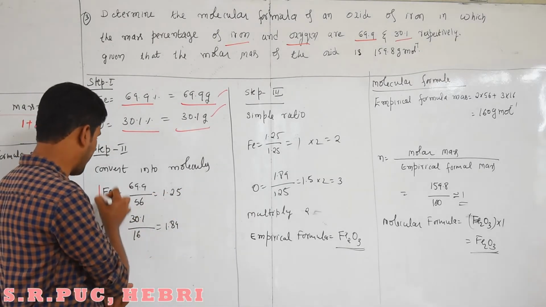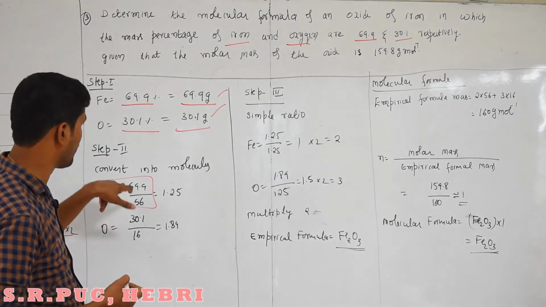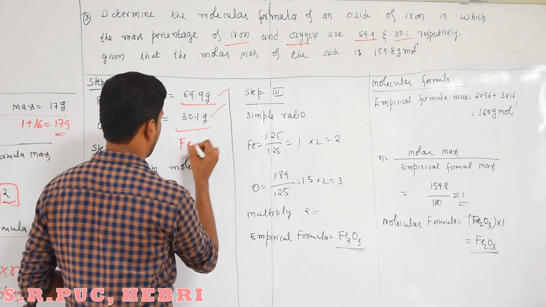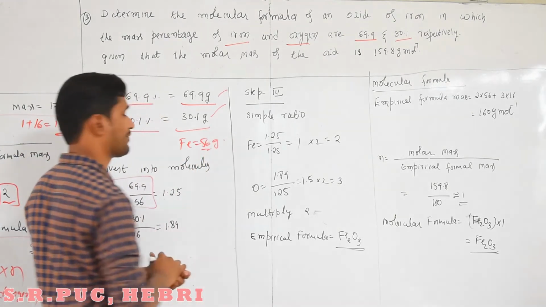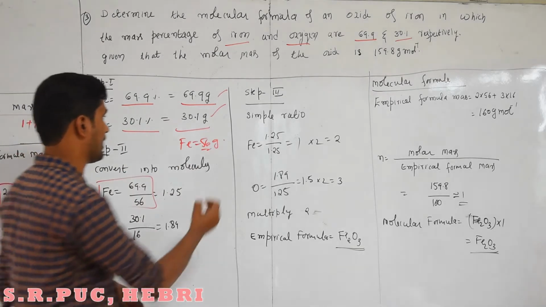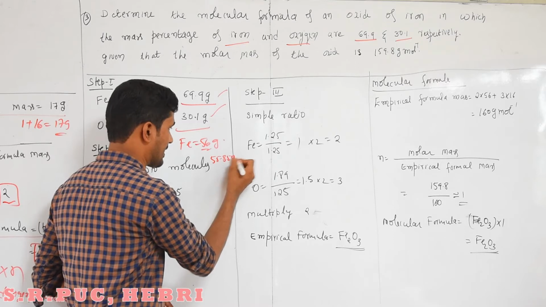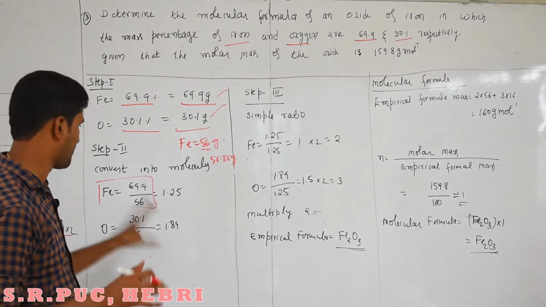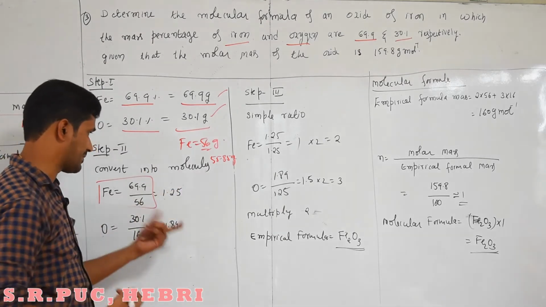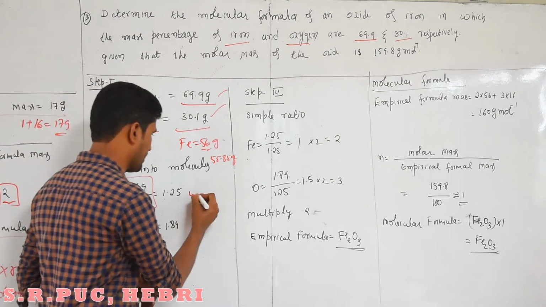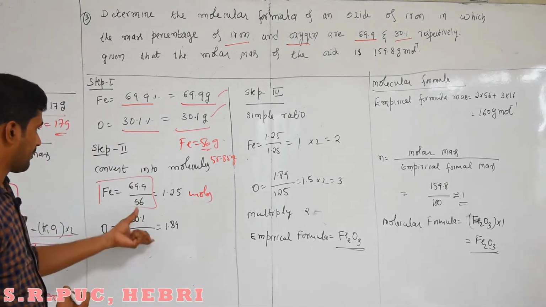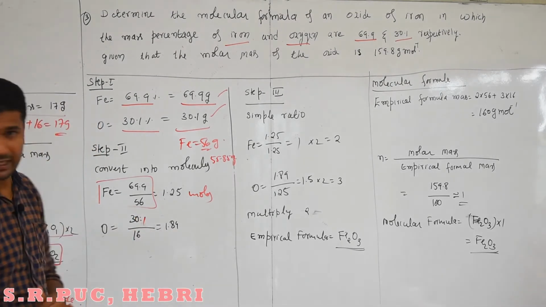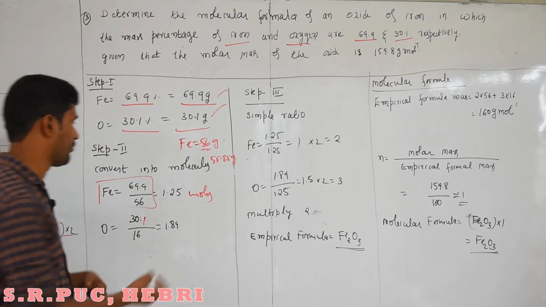How? Using atomic mass. Number of moles of Fe is equal to mass divided by the atomic mass of iron. You try to remember the atomic mass of iron, Fe, that is 56 grams. Sometimes it is given as 55.85 gram also. So 55.85 gram is the exact atomic mass of iron. No need to remember this. You just remember 56 gram. That's all. So 69.9 divided by 56, that's equal to 1.25 moles. Next, oxygen. What is the mass? 30.1 gram divided by 16, that is 1.89. So this is how you get the number of moles.